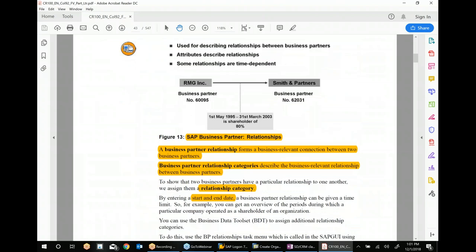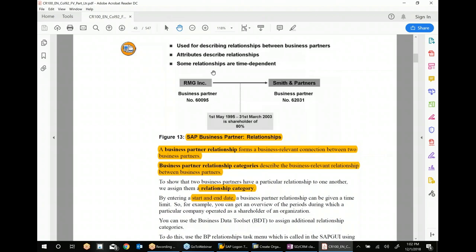There is also a concept in SAP CRM that is called business partner relationship. Now, all these different concepts which we're talking about, business partner role, grouping, business partner category, and business partner relationship, which you see on your screen right now, none of those concepts are available in SAP SD. In SAP SD also, we create a customer master. We get sold to party and all that. But that concept of business partner does not exist there. This concept only exists in SAP CRM, not in SD.